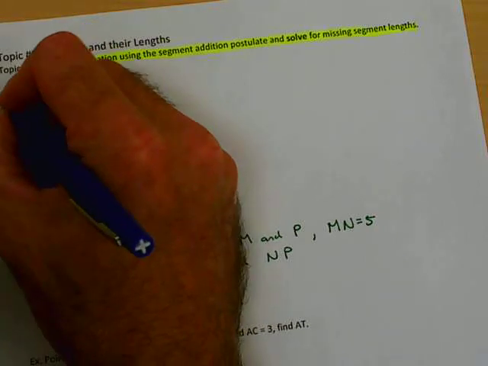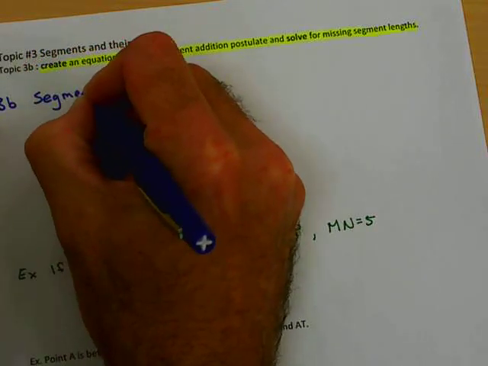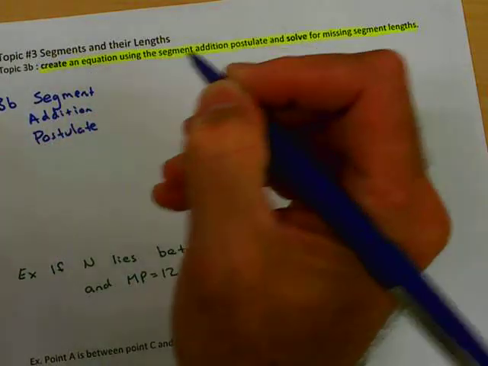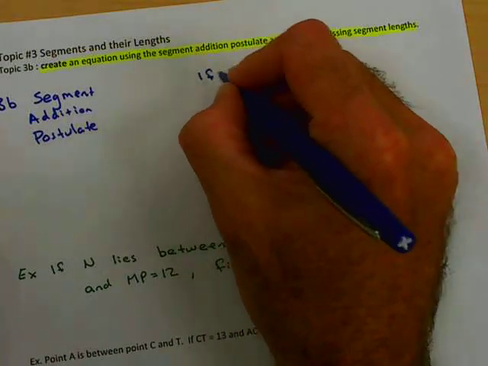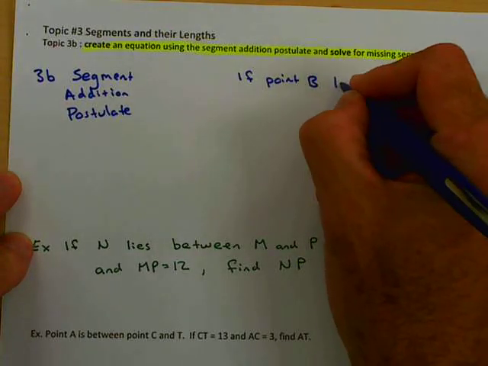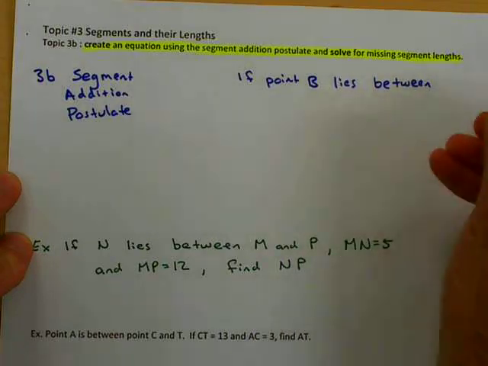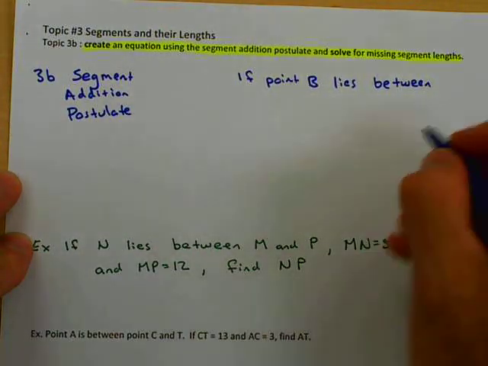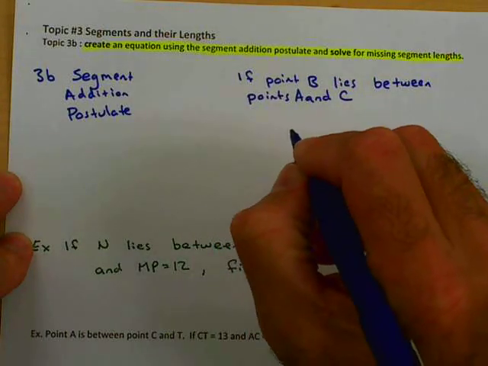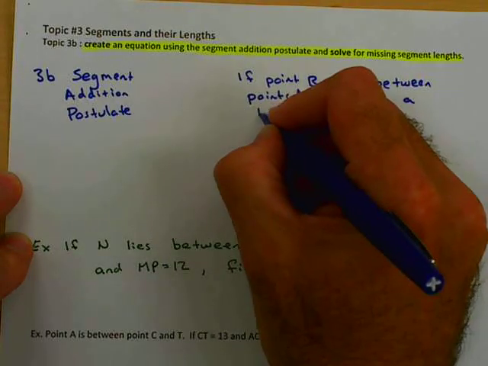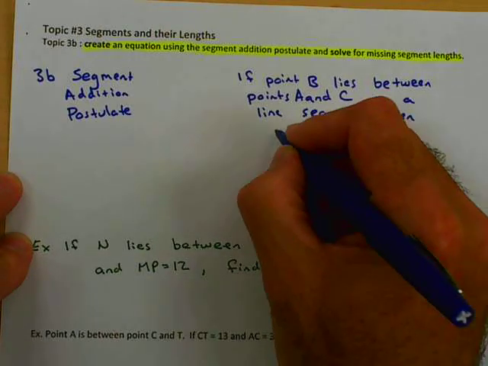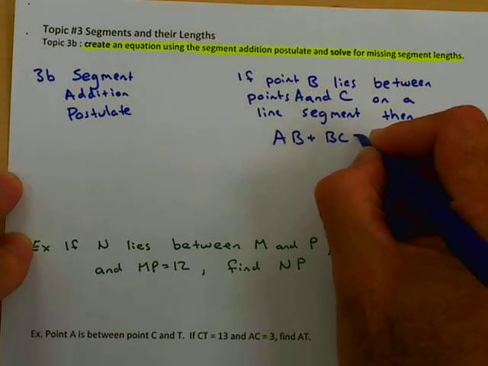3B is really all about the segment addition postulate. And of course we need to know what the segment addition postulate is telling us. The segment addition postulate says if point B lies between points A and C on a line segment, then AB plus BC equals AC.